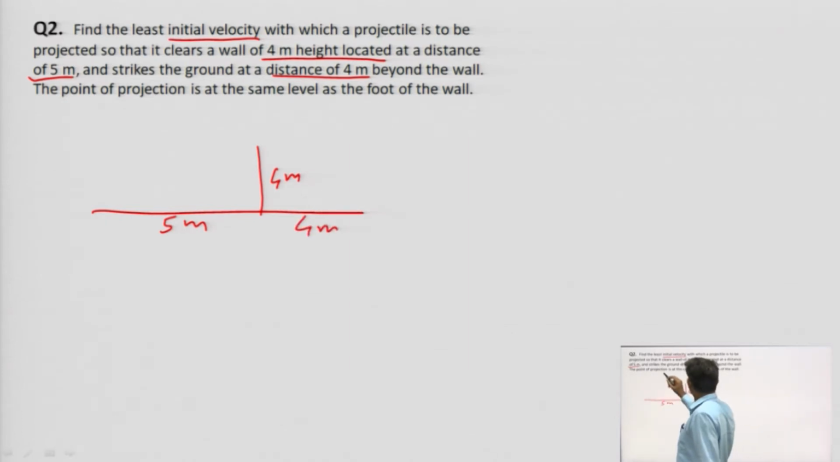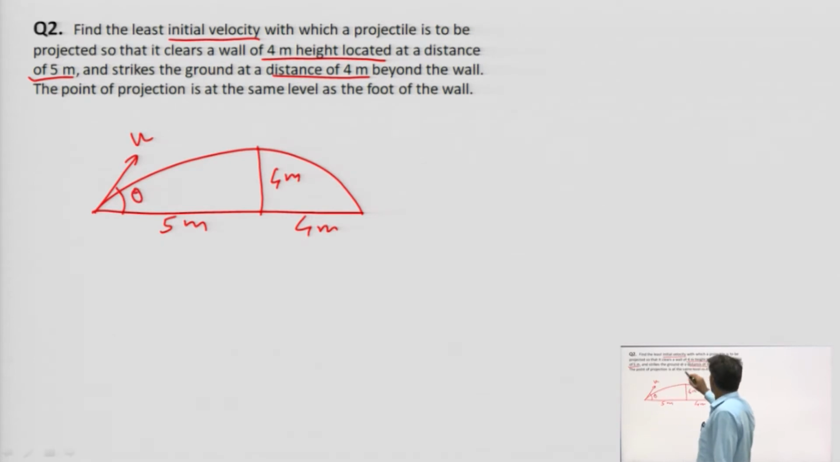The projectile is like this. This is the initial velocity u, say this angle is theta. This is the wall of 4 meter height. The point of projection is at the same level as the foot of the wall.